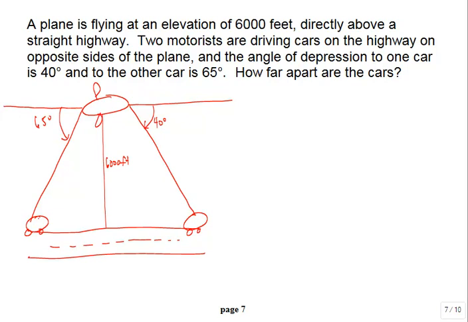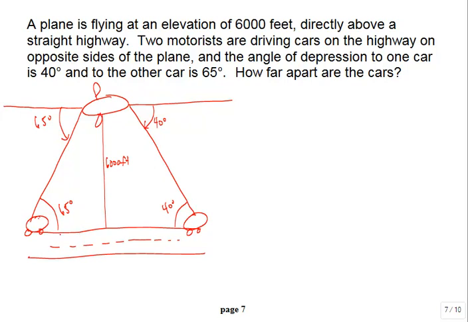If you want to use those alternate interior angles, you can. If this one is 65, then that's equivalent to this angle down here, and if this upper angle here is 40, then this lower angle here is also 40. You could also have found these angles up here using 90 minus 40 and 90 minus 65. Either way is perfectly fine. Now what do we want to know? We want to know how far apart are the cars. So we want to know this whole distance across.